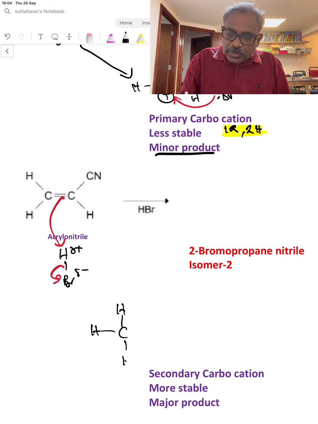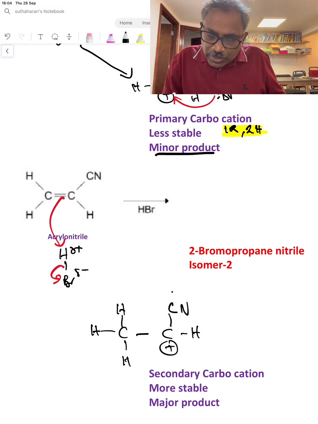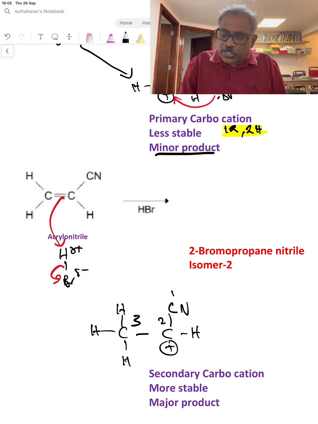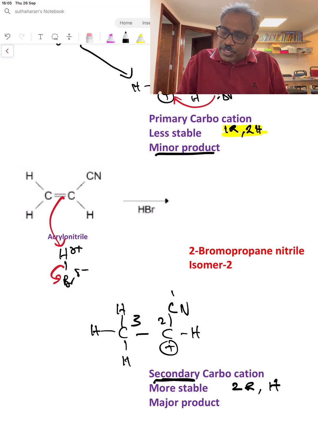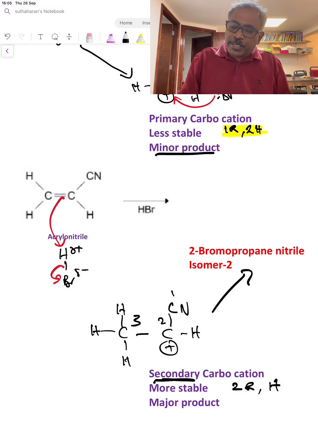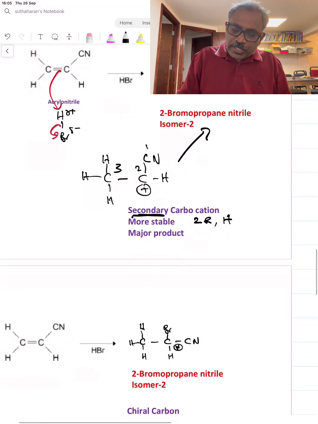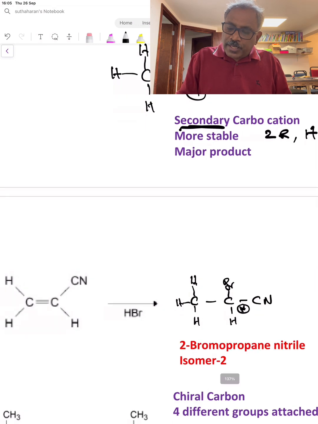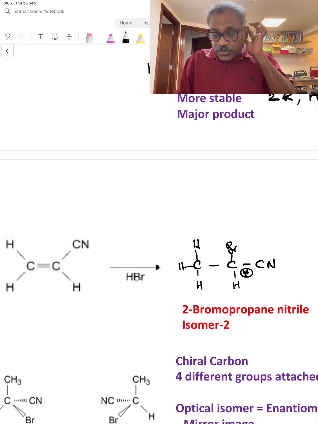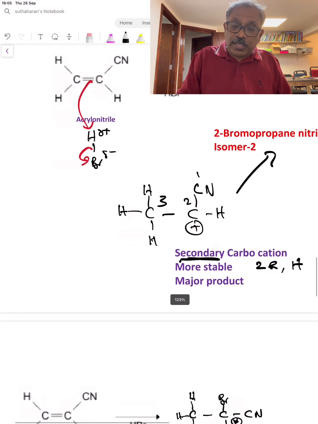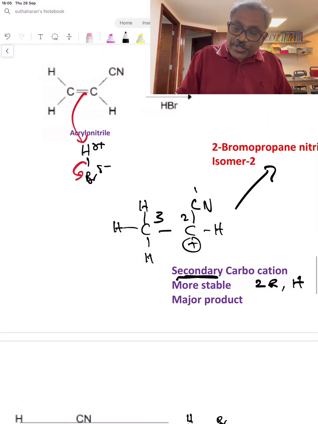Therefore, the middle carbon, so 1, 2, 3, the middle or 2nd carbon is your carbocation, which is your secondary carbocation. Secondary carbocation means 2 R groups and 1 hydrogen attached to it, which is going to produce the major product, your 2-bromopropanenitrile. So the structure of 2-bromopropanenitrile is this. That's your 2-bromopropanenitrile after the mechanism. So you could have done either the mechanism to make the primary carbocation or the secondary carbocation.